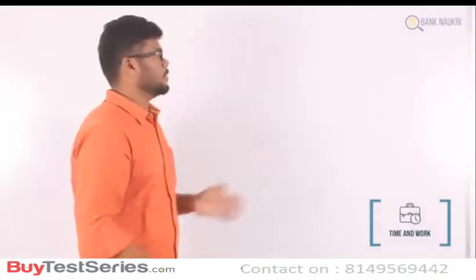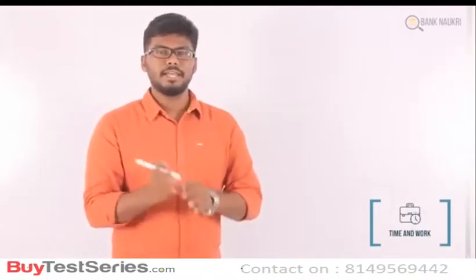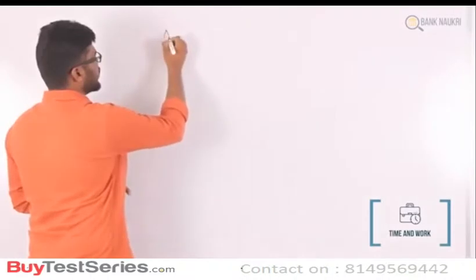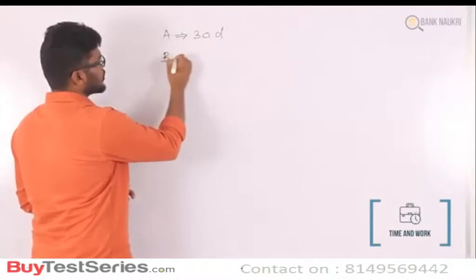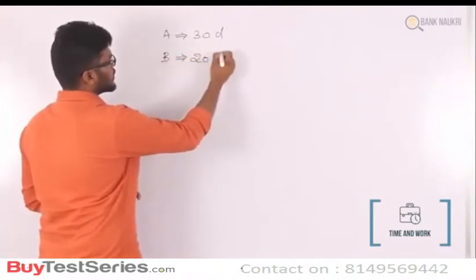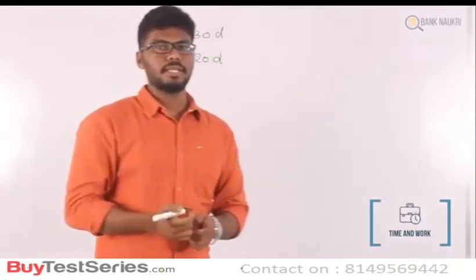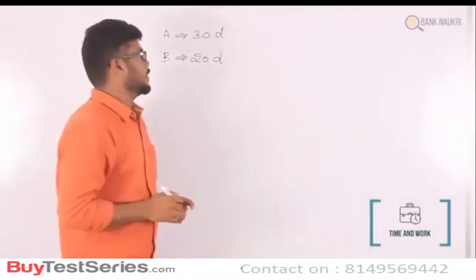To understand time and work better, let's solve some problems, and through problems I'll explain you some concepts. Okay, let us see this first problem. A can do a piece of work in 30 days. B can do the same piece of work in 20 days. If they work together, find in how many days the same work will get finished, right? So the question is, A can do a piece of work in 30 days. B can do the same piece of work in 20 days. If they work together, find the number of days in which the work gets completed, right?